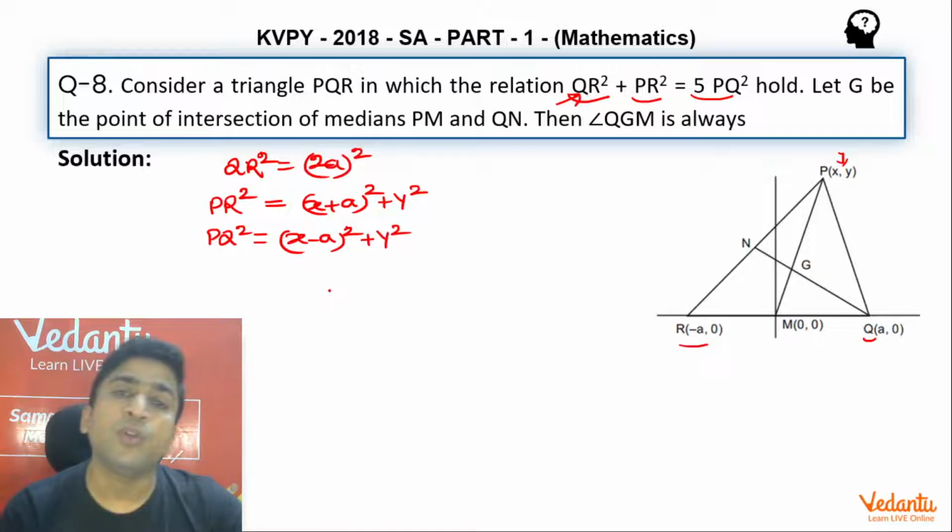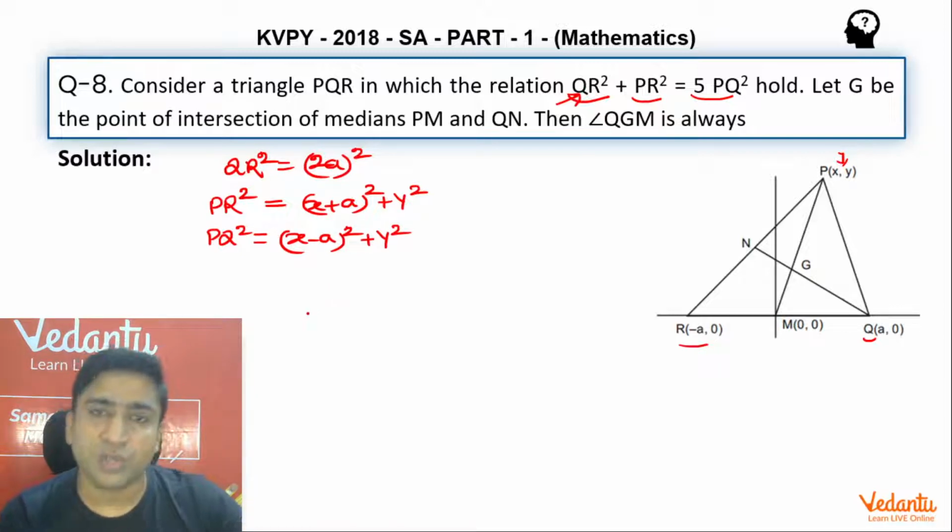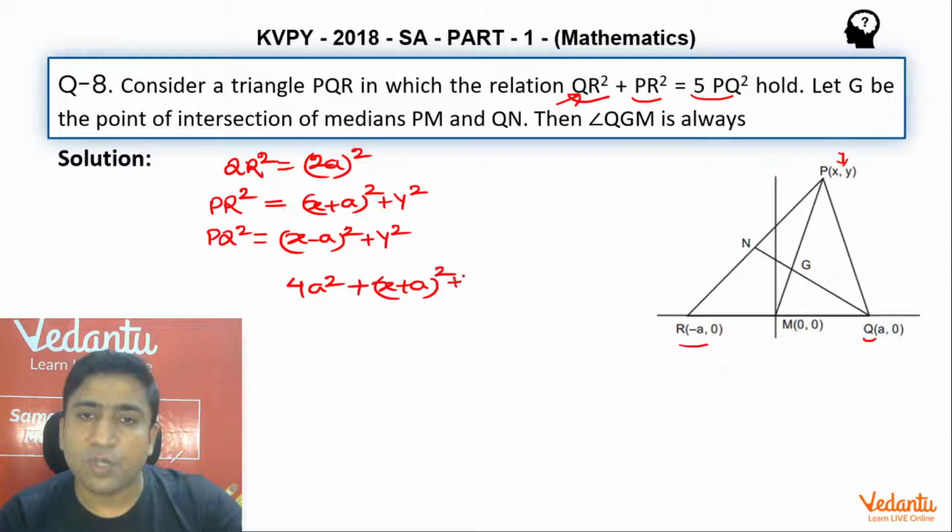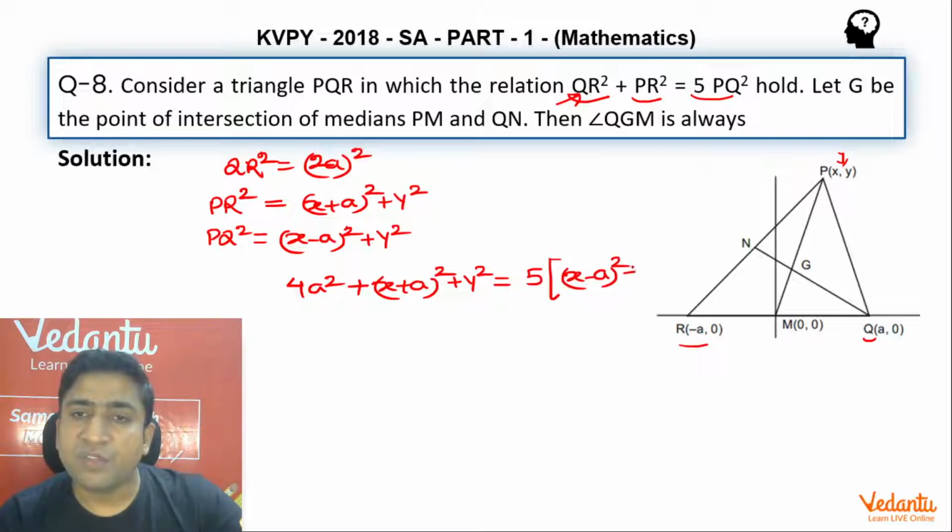But I'm going to put this value in the relation that is given in the question. Okay, so the question says QR square plus PR square, I'm just going to write it like this: (x plus a) whole square plus y square is equal to 5 times PQ square. I'm just going to write it like this: (x minus a) complete square plus y square.